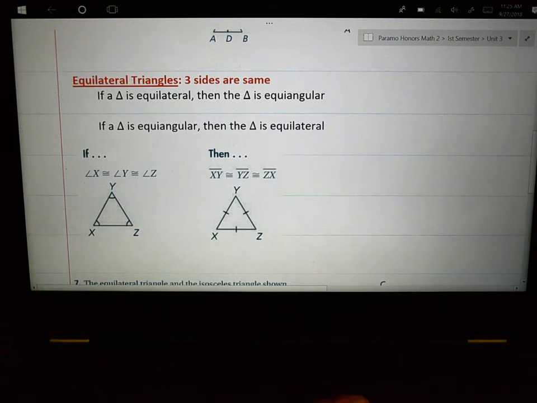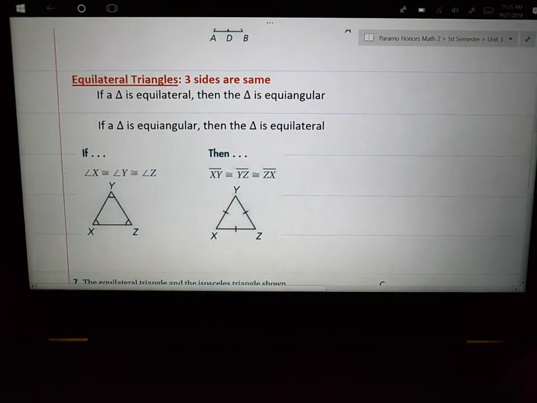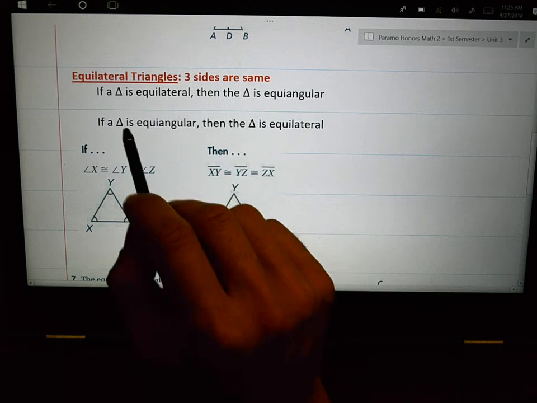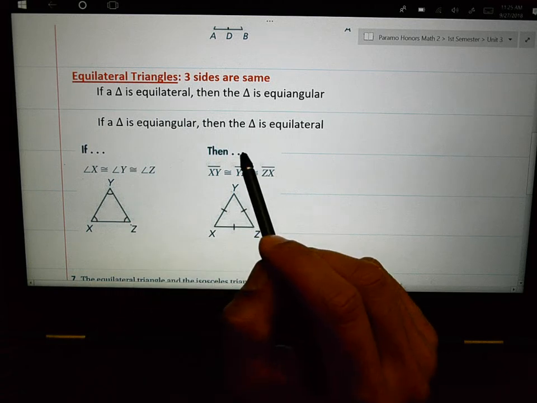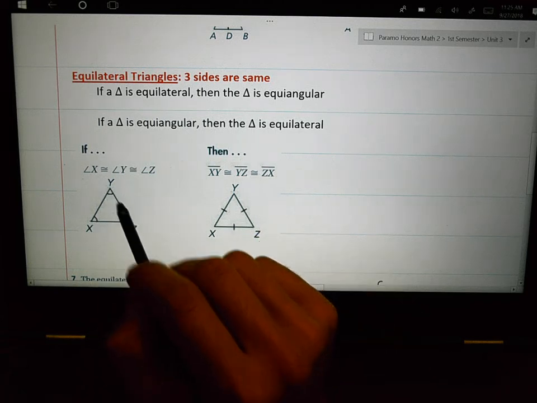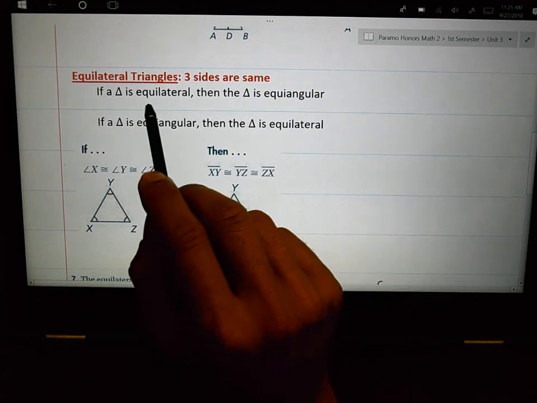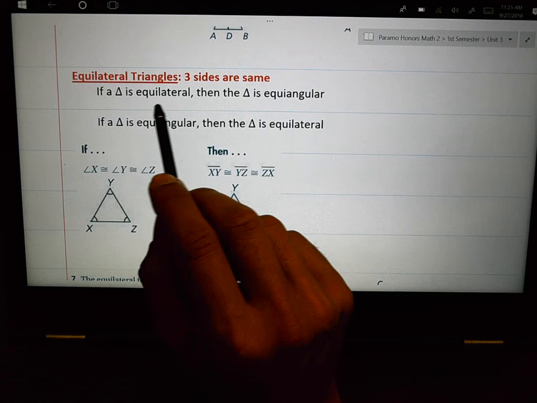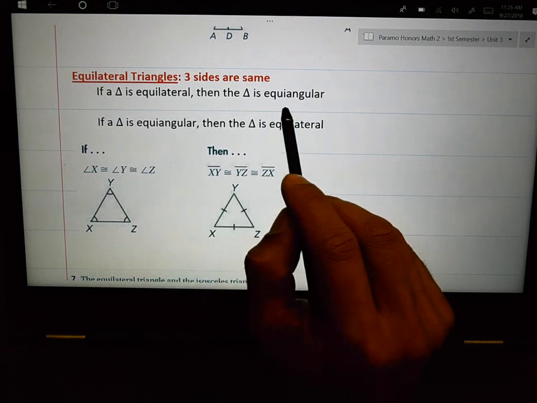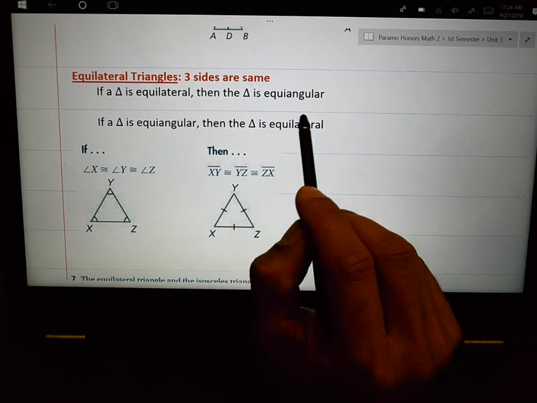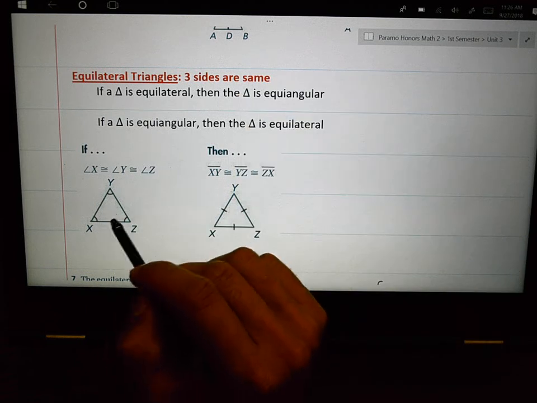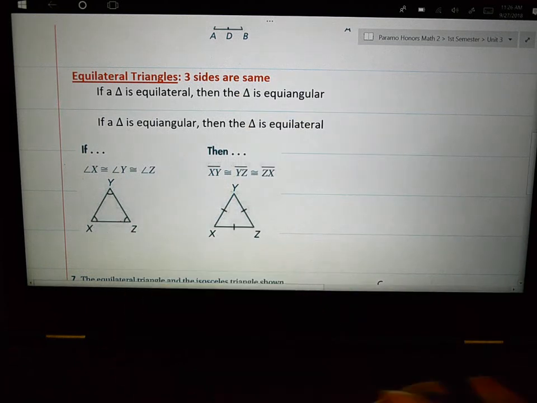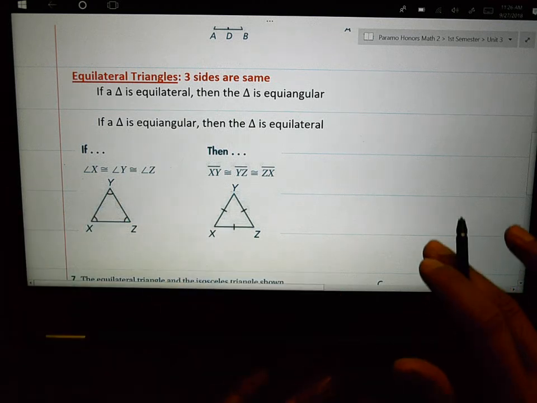The last concept that we're going to do deals with equilateral triangles. In equilateral triangles, if three sides are the same, then three angles are the same. And vice versa. If the three angles are the same, then the three sides are the same. That's what equilateral means. Equilateral means equal sides. That's what equiangular means. Equal angles. So if it's equiangular, you know what each angle needs to be, which is 60 degrees, 60 degrees, and 60 degrees.